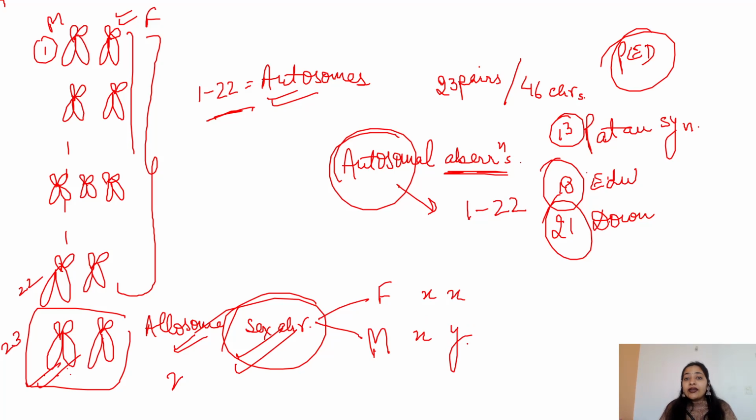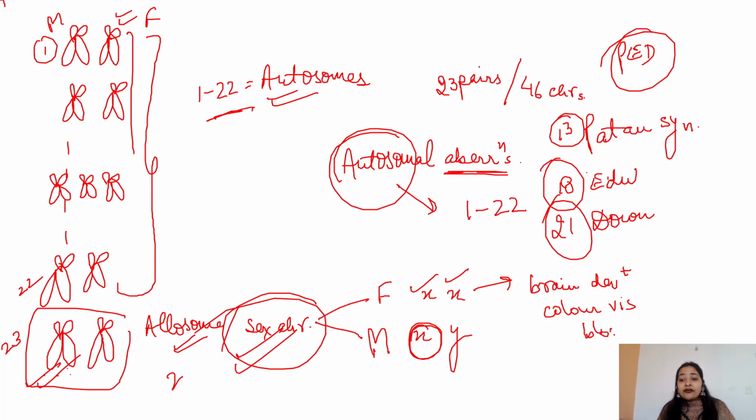Now why do we not have YY? Why do we have X and Y? Because X is very important for the essential survival of the person. The X chromosome not only controls the female reproductive characteristics, which is why females have both X chromosomes, it also controls very important functions like brain development, color vision, and blood clotting. Blood clotting is a very important function, because if your blood will not clot, you will die.